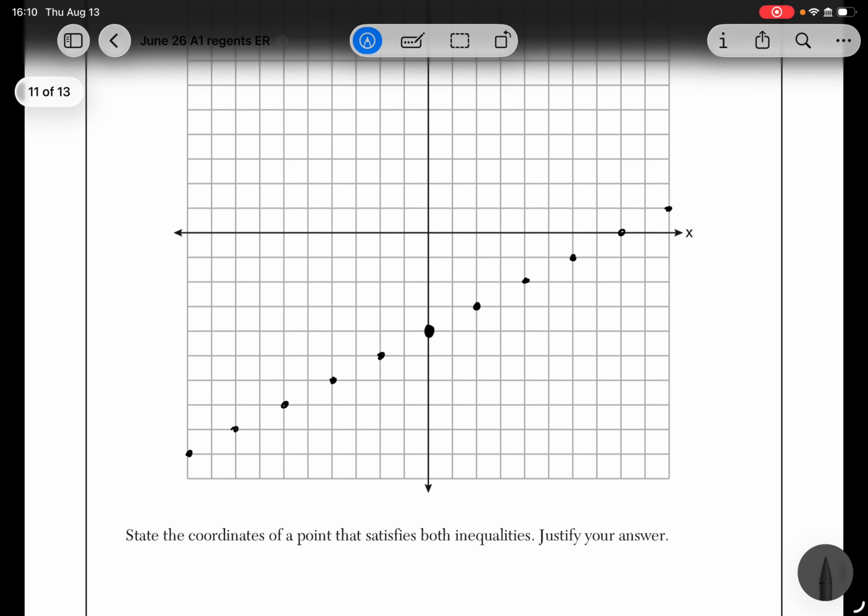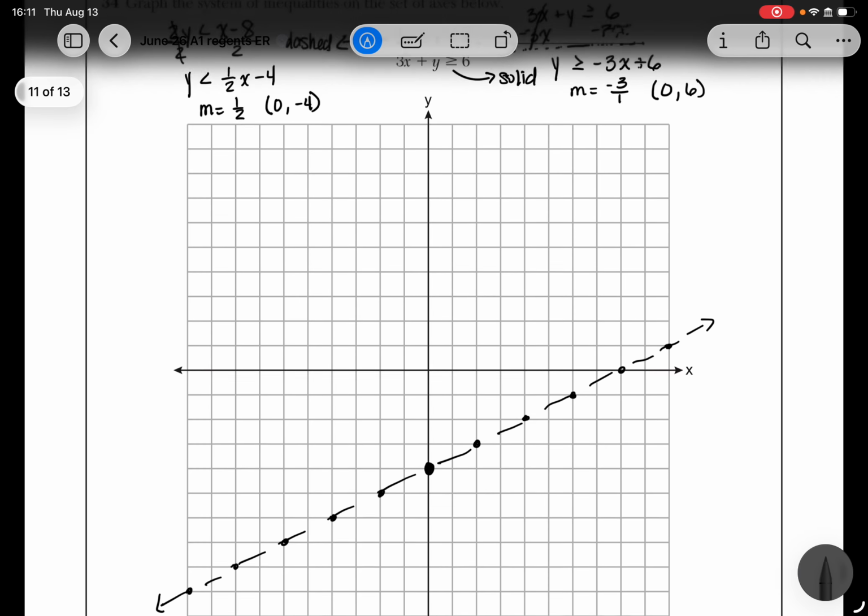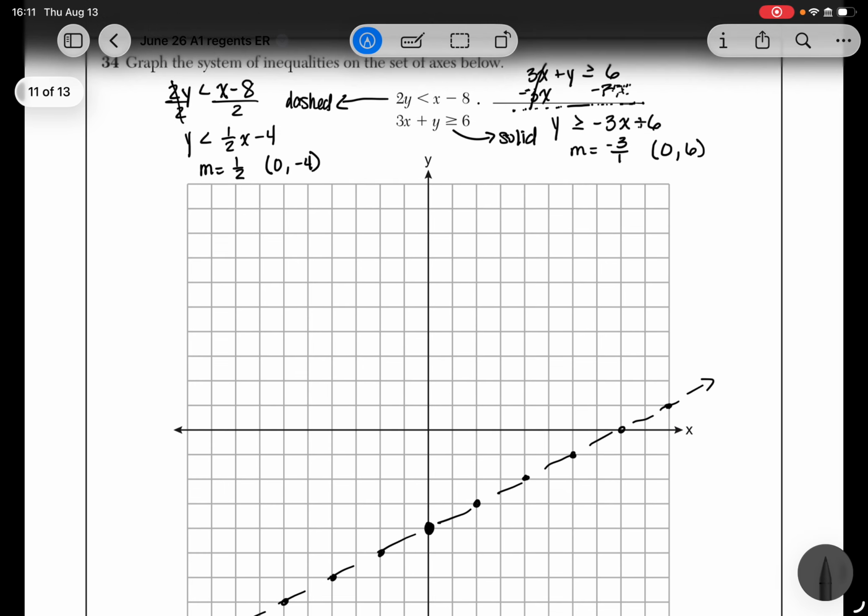And as we stated, we needed a dashed line. So we're just going to dash it out. You will be given a ruler for your Regents, so you can use the ruler if you'd like. I'm also going to label this while we're here as the inequality. So 2y is less than x minus 8. At least one of your inequality lines needs to be labeled. It doesn't have to be both. I do both just to be safe, but one of them needs to be labeled.